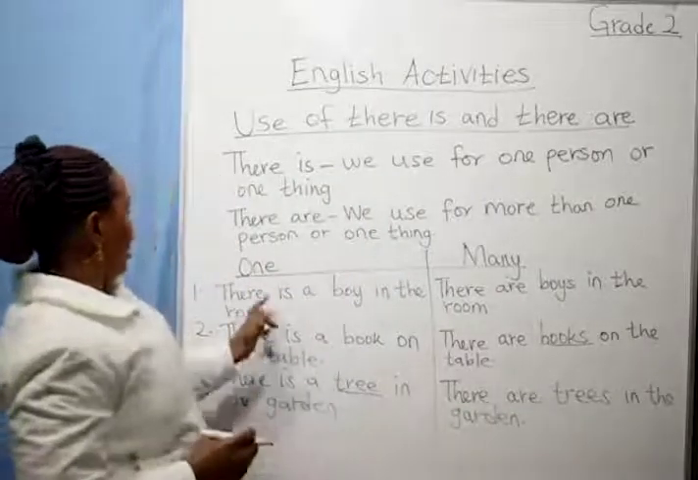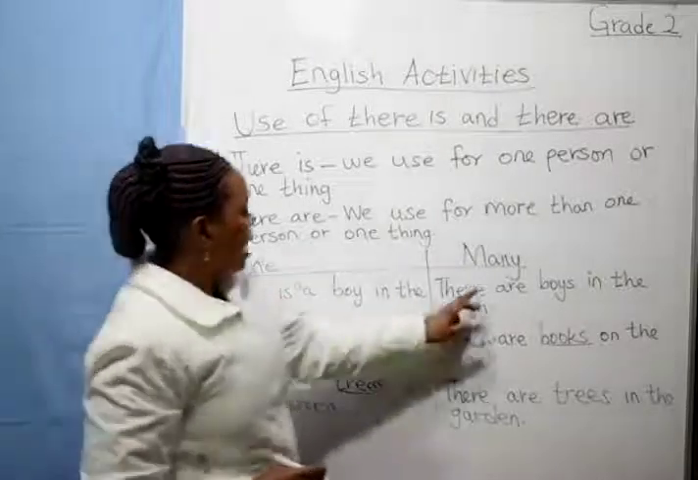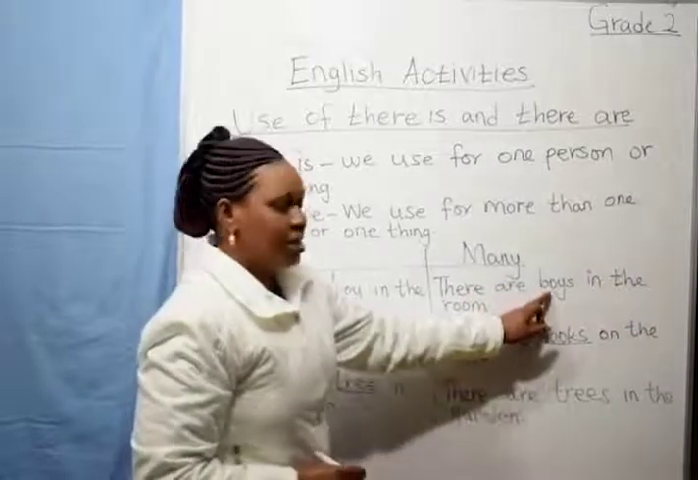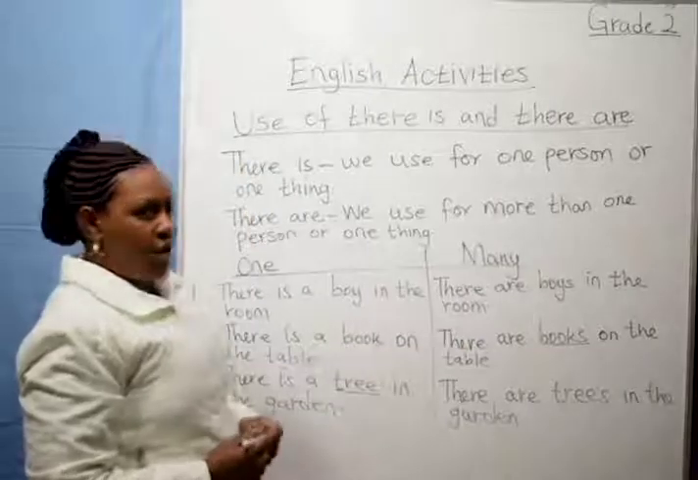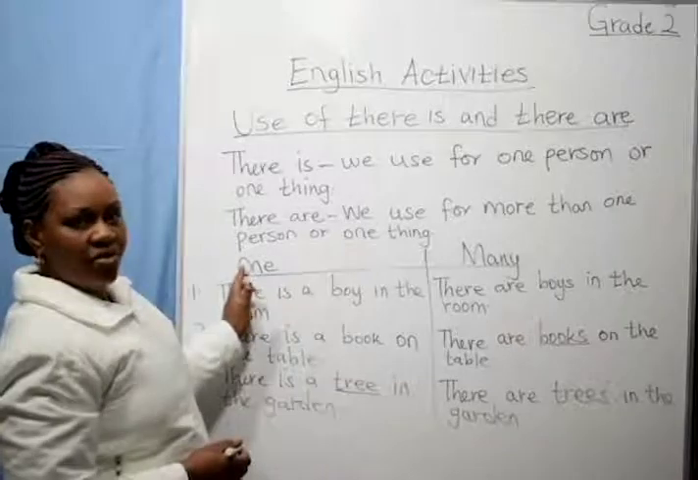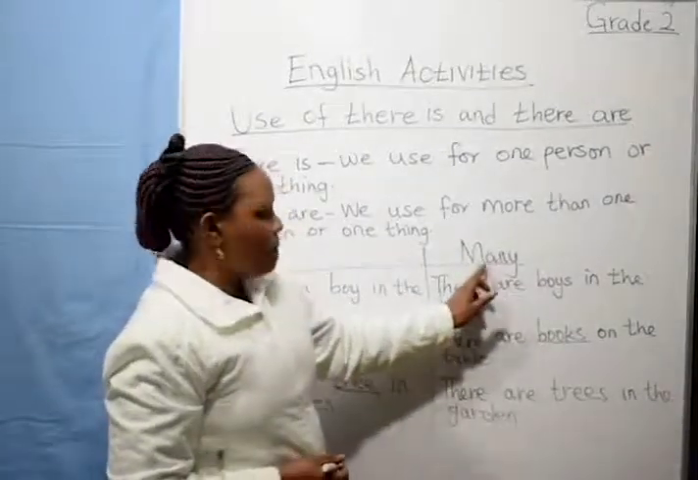So when you're using there is, you use it for one thing or one person. When you're using there are, you use it for many things, like boys. Are we together, children? Yes. I know you have understood using there is when there is one thing or one person. When you use there are, you use it for many things.